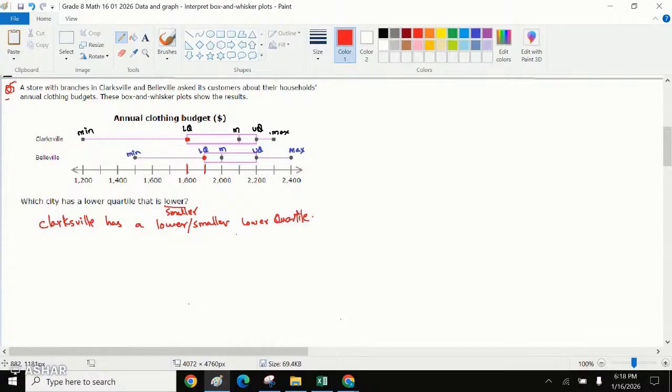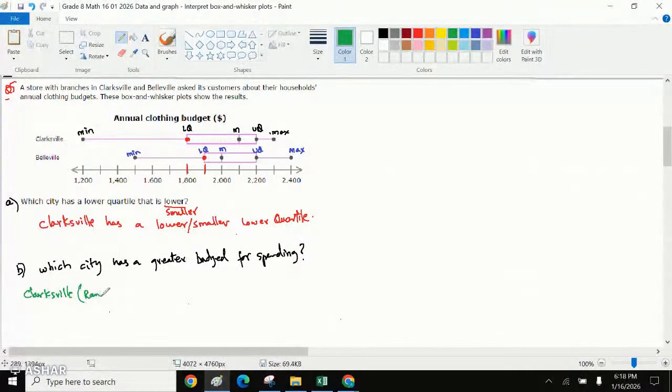Okay, we add one more to it. Which city has a greater budget for spending as an individual, right? So what we need to see, when we are talking about the budget, is the minimum spend and the maximum spend, right? So if we were doing Clarksville, what is the range? And we know that the range is always maximum minus minimum, right?